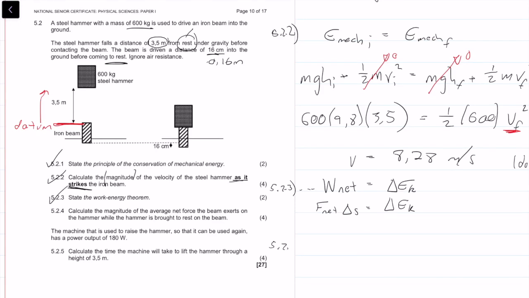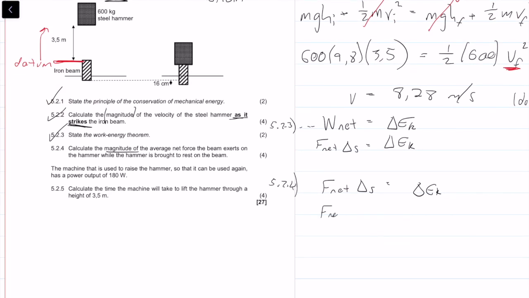Basically, that is what we get out of that. Okay, so 5.2.4. Calculate the magnitude of the average net force the beam exerts on the hammer while the hammer is brought to rest. Okay, so how are we going to do this? So we just spoke about the work energy theorem, so let's go with that. So F net change in S is equal to change in EK. Okay, so F net is what we're looking for. The change in S is going to be that distance right there, which we said is 0.16 meters, is equal to our change in EK.